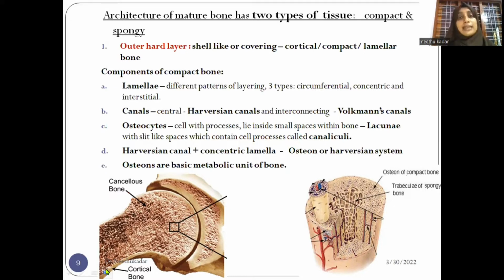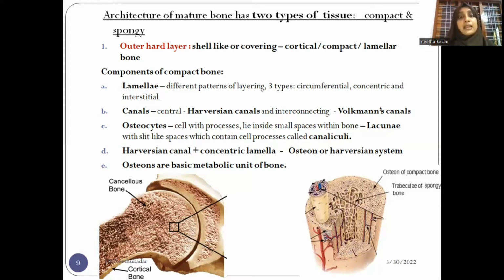The outer hard layer of the bone, which is shell-like or covering-like, is known as compact bone. It is also known as cortical or lamellar bone. The components of the compact bone comprise lamellae. There are different types of lamellae, mainly three types: circumferential, concentric, and interstitial lamellae. Within the lamellae, you can see central canals, which are known as Haversian canals, and these canals are interconnected by Volkmann's canals.